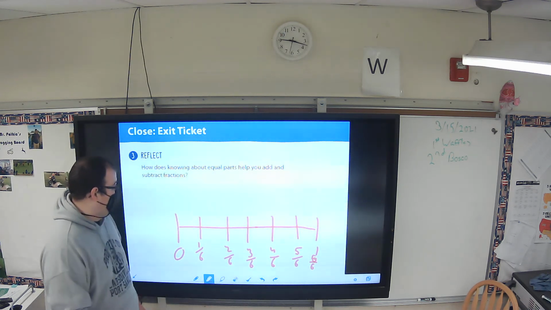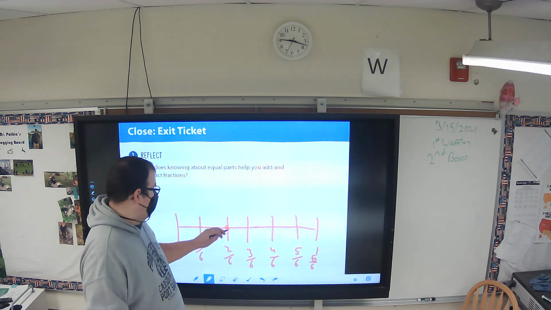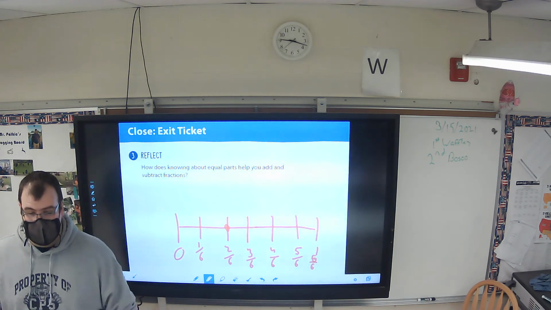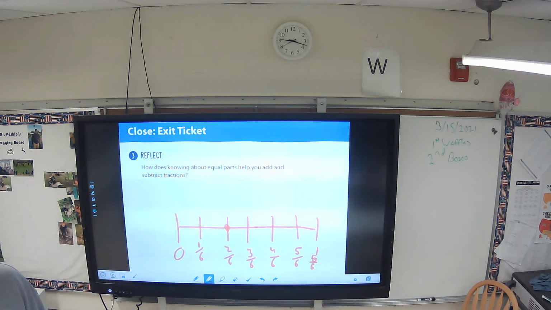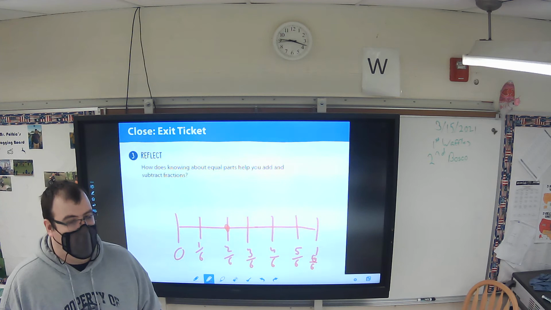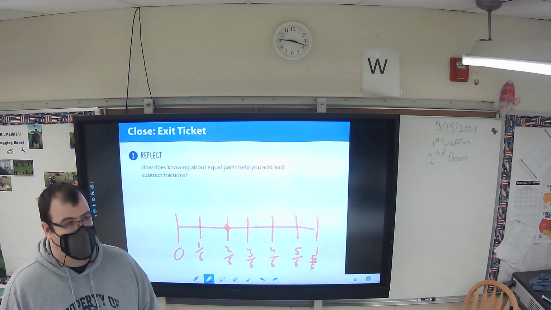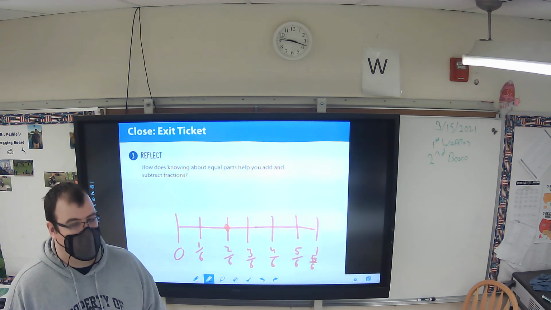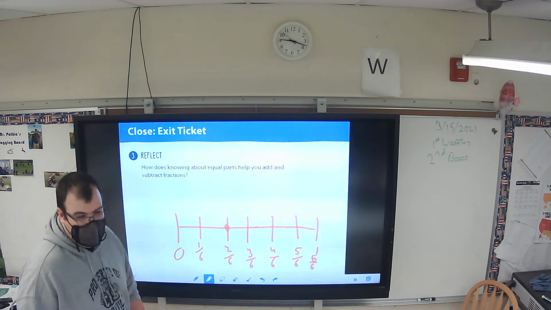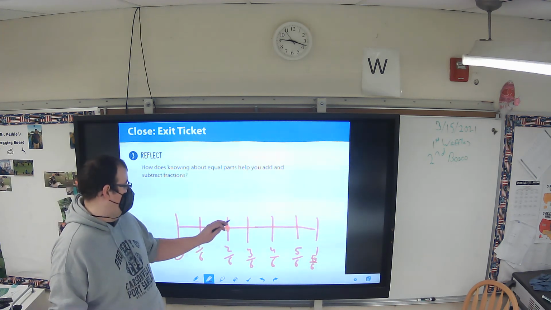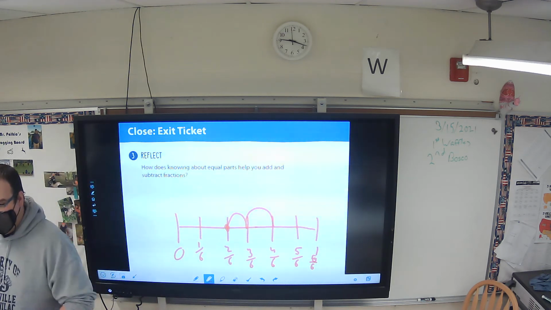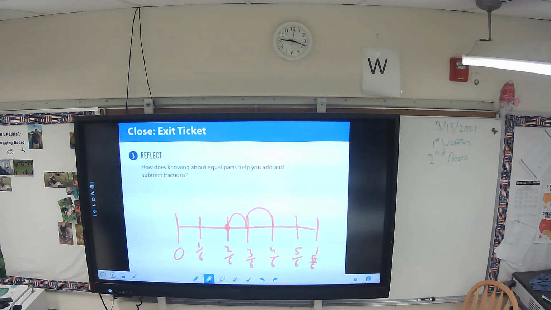Now say I have 2/6, right? I have 2/6 of a pizza. Sid gives me another 2/6 of a pizza. I start at 2/6, then 1/6, 2/6. How much do I have now? 4/6. So I can use the number line to add and subtract fractions.